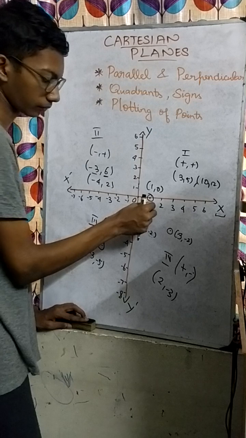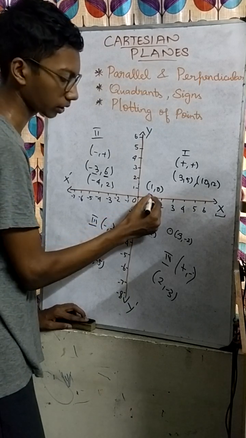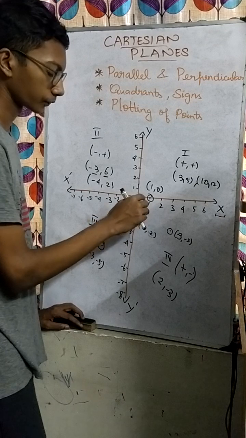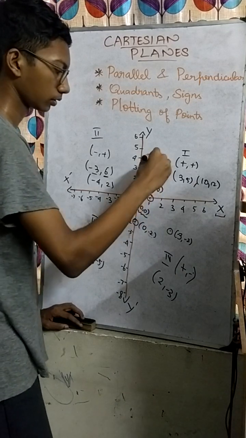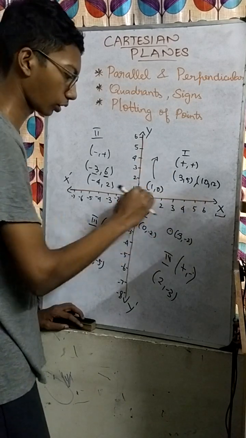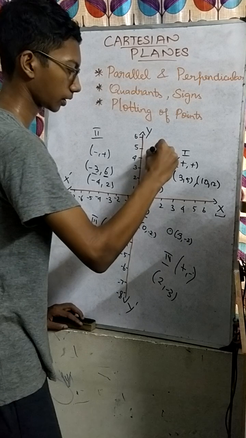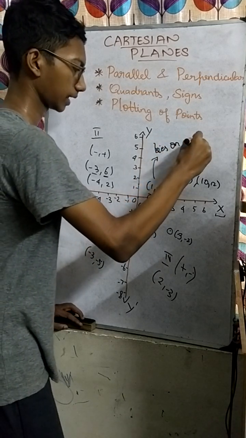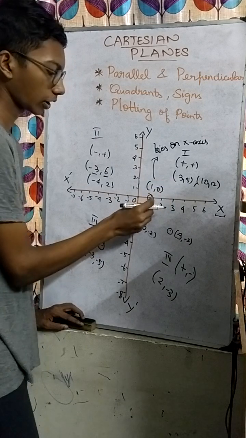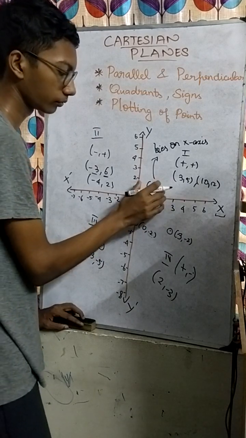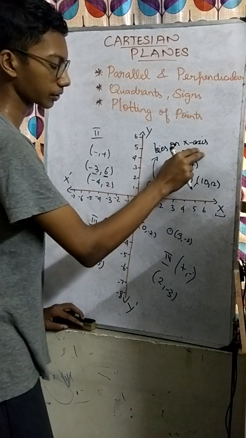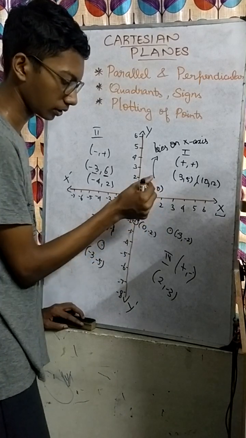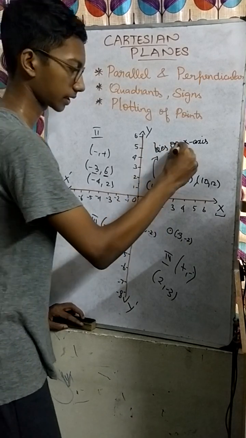Let's see, we have plotted 1 comma 0. So what quadrant does this come in? These points that lie on an axis, this point, it is denoted as lies on the x-axis. So if we have a point like 1 comma 0, we should not say it is in any of the quadrants. We should say the point lies on the x-axis.